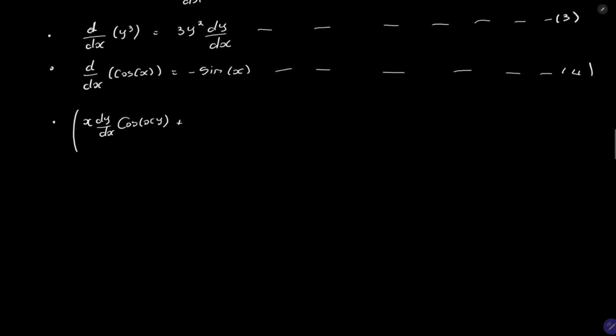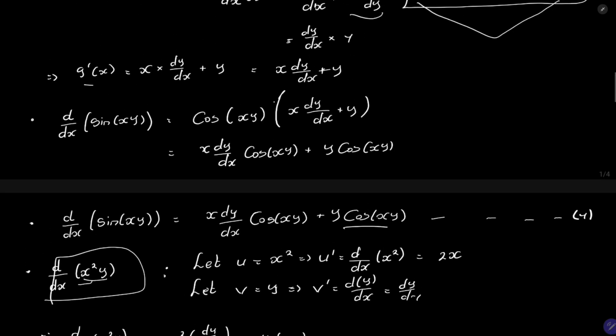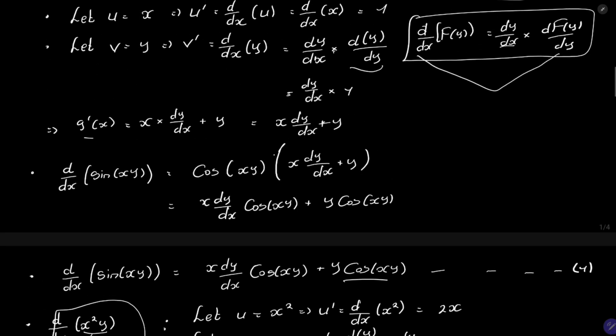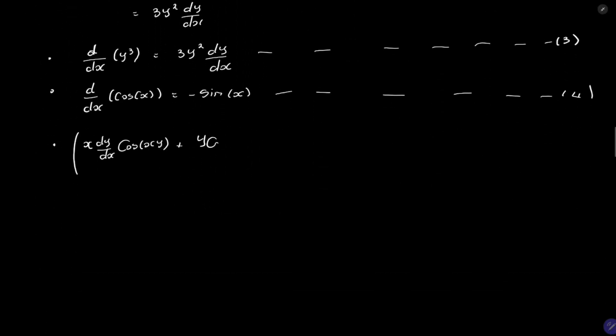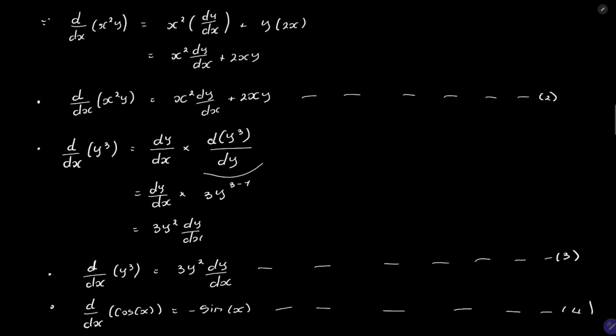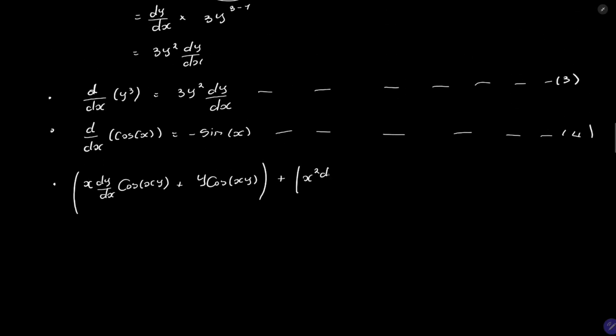plus y cos xy, plus our second term, which is x squared dy/dx plus 2xy, equal to our third term, which is 3y squared dy/dx, plus our fourth term, which is minus sine x.